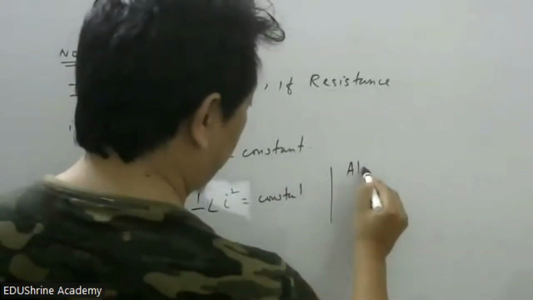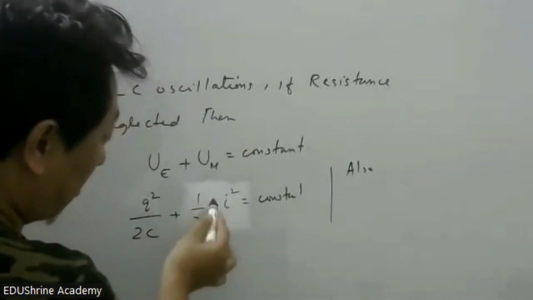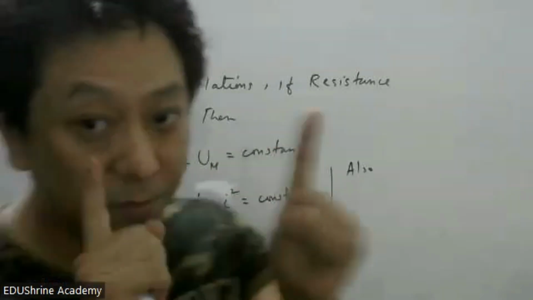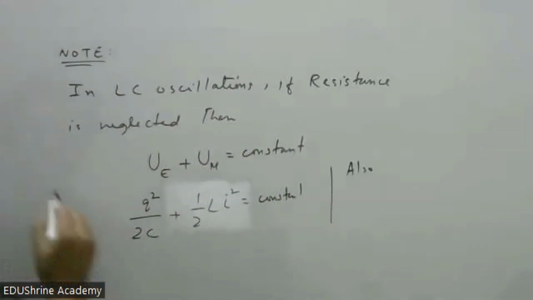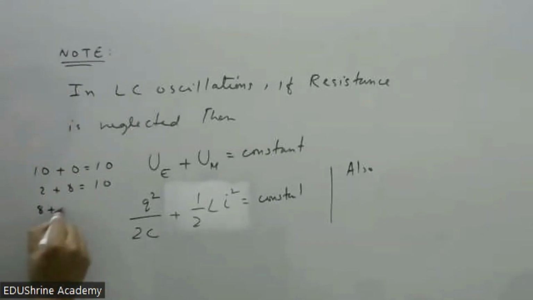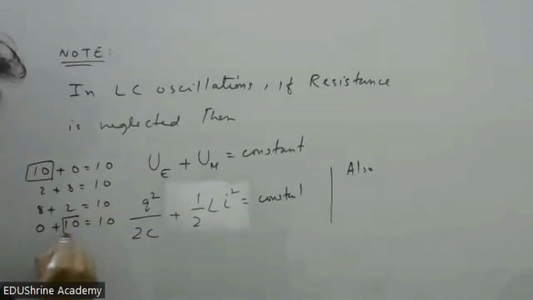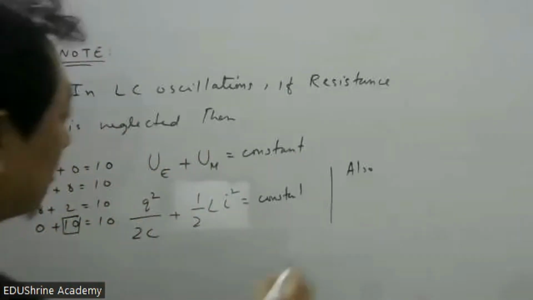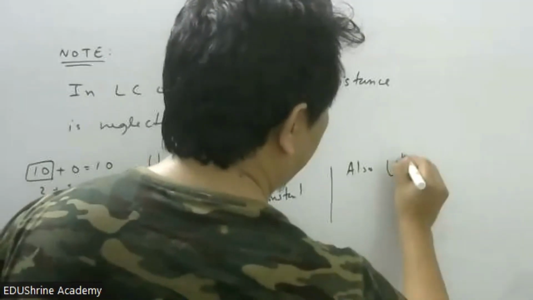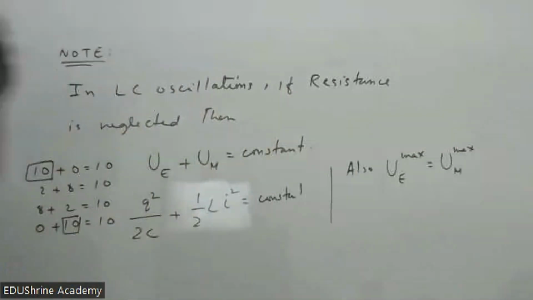Also, when this is maximum, this is 0. And when this is maximum, this is 0. In other words, the maximum values should match or not? When one is 10, the other one is 0. When one is 2, the other one is 8. When one is 8, the other one is 2. When one is 0, the other one should be 10. So the maximum value of electrostatic and the maximum value of magnetic should match or not? Maximum value of these two should match.